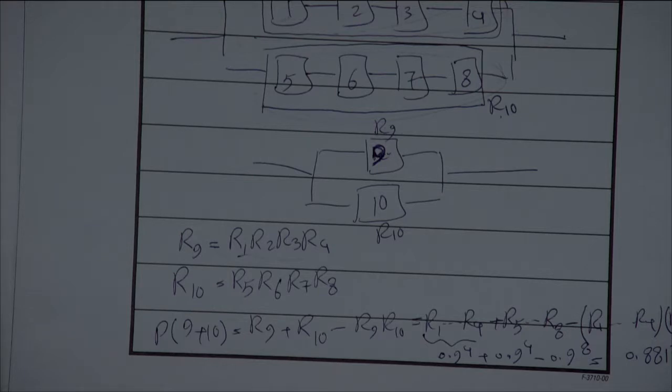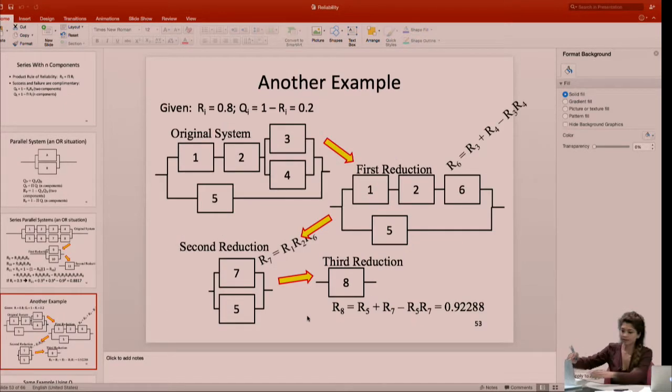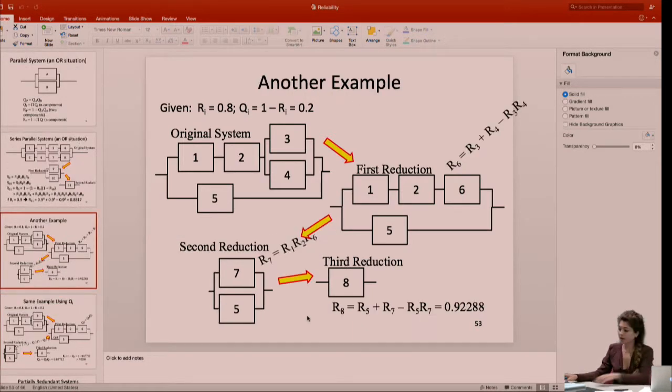But another approach would be looking at the same problem, but from the failure rate standpoint instead of reliability, and somehow that reduces some of the calculation, especially when it comes down to here. Any questions so far? You're good? So let's look at the next system, and we're going to solve this one from both reliability, and I think the next slide shows the failure mode, failure rate analysis.